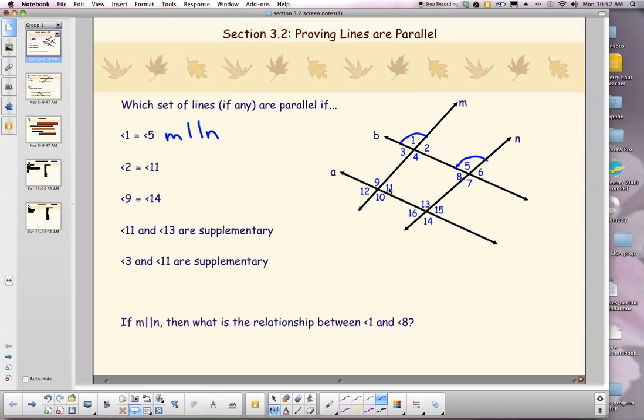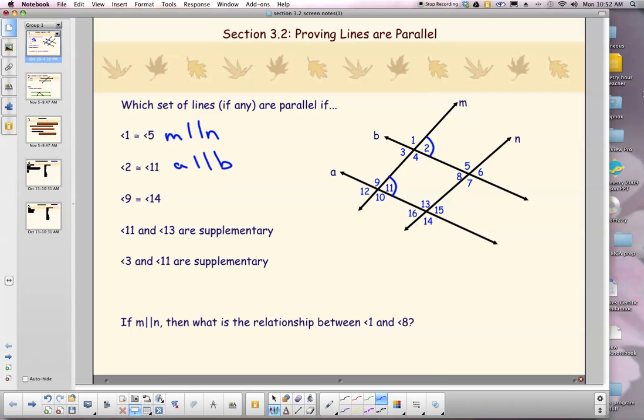2 and 11. Okay, looking at that one. 2 and 11, this one's 2, here's 11. Looking at those two, those would also have to be corresponding angles. So in that case, they're both sitting on the transversal M. To find the transversal, you look for the line they have in common. Since they're both sitting on line M, M is the transversal, which means A and B would have to be your parallel lines.